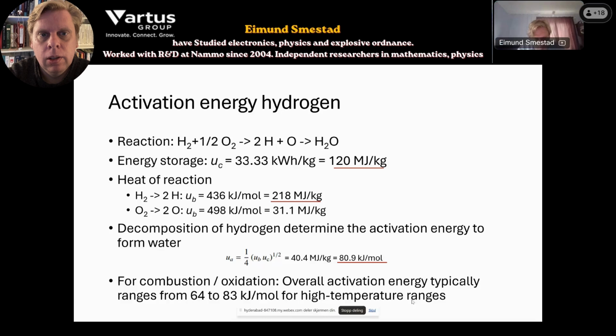That means that the decomposition of hydrogen determines the activation energy to form water. Plugging this into the expression for activation energy from the previous slide yields 80.9 kilojoules per mole. For combustion or oxidation, the overall activation energy typically ranges from 64 to 83 kilojoules per mole for high temperatures, so it fits well.